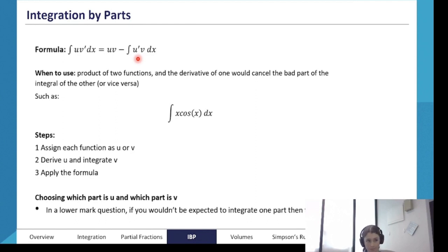So what we want to do is select u and v, which one we pick as u and v, strategically, so that we can cancel some things out and make things a little bit easier for ourselves. Now, there are a few different tips and tricks for integration by parts, or a few different things to remember that will help you to apply the rule.